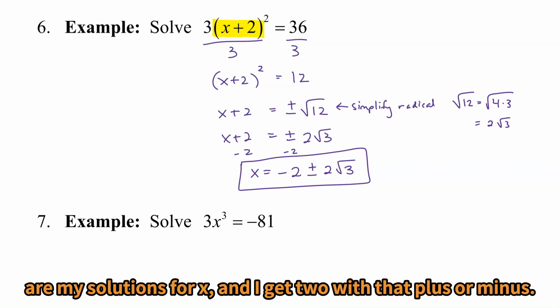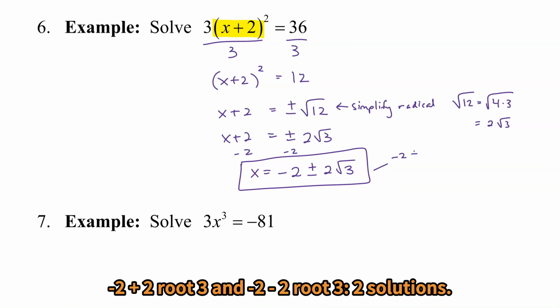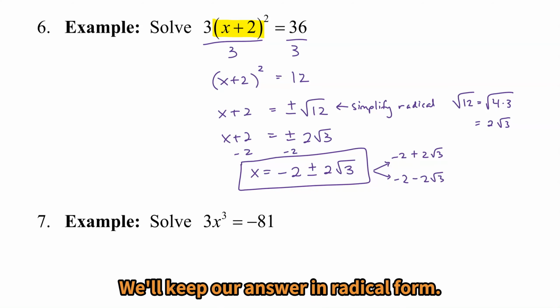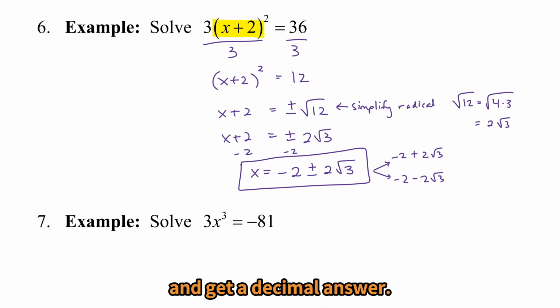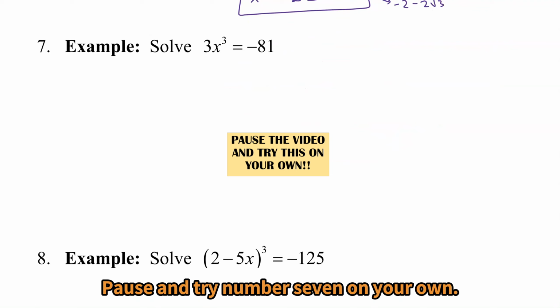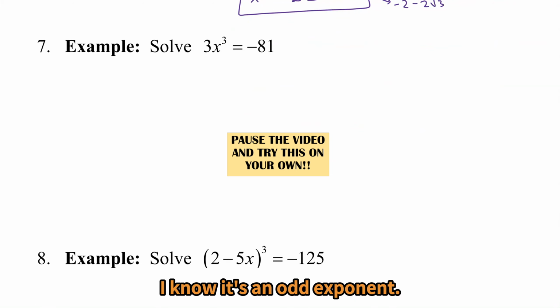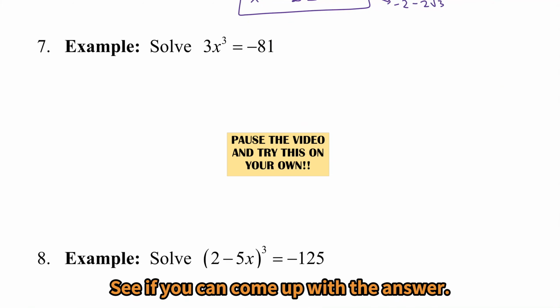And I get 2 with that plus or minus. Negative 2 plus 2 root 3 and negative 2 minus 2 root 3. 2 solutions. We'll keep our answer in radical form. Don't try to use the calculator and get a decimal answer. We'll just leave it. Pause and try number 7 on your own. I know it's an odd exponent. See if you can come up with the answer.